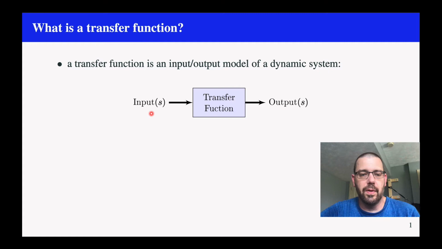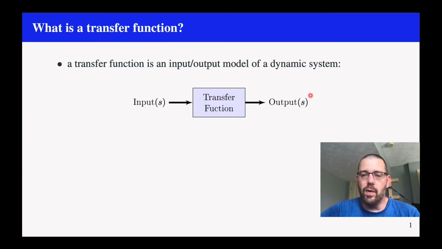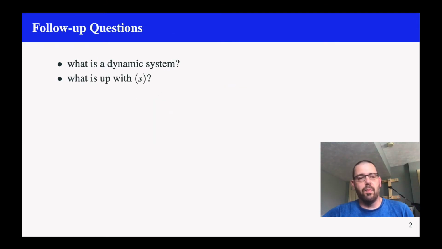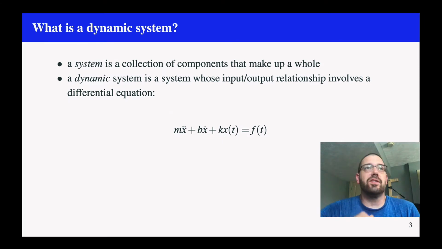Dynamic system, input-output. That ought to immediately raise at least two follow-up questions. First of all, what is a dynamic system? And then what did I mean by putting these parentheses with S after the input and output? What is up with S? A dynamic system, first of all, let's define the term system. I think that sometimes gets thrown around in engineering without a clear definition. By system, I simply mean a collection of components that makes up a whole.